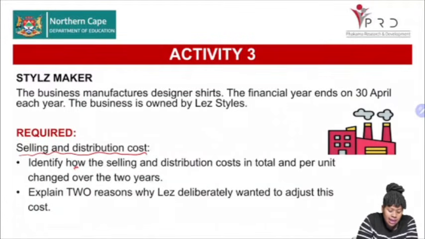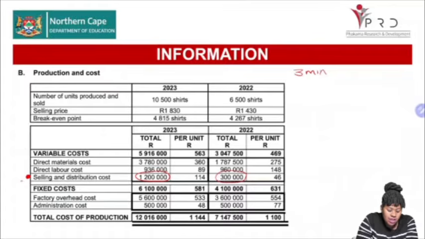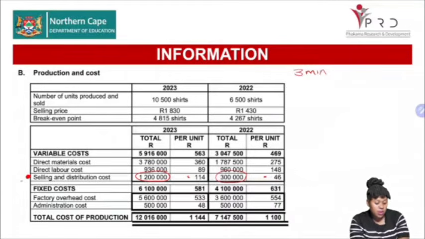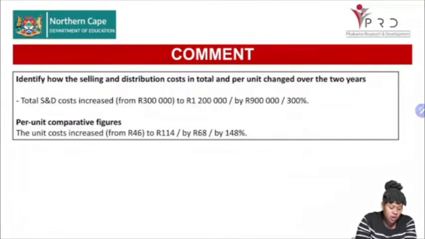Identify how selling and distribution costs in total and per unit has changed over the years. So how has it changed? It has changed in total from 300,000 to 1,200,000. And per unit, do you see that significant change there? From 46 Rand per unit to 114 per unit. And that is what the examiner is looking for.